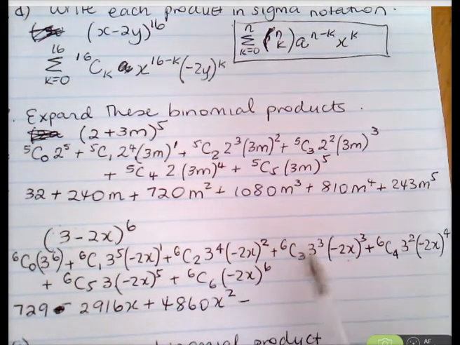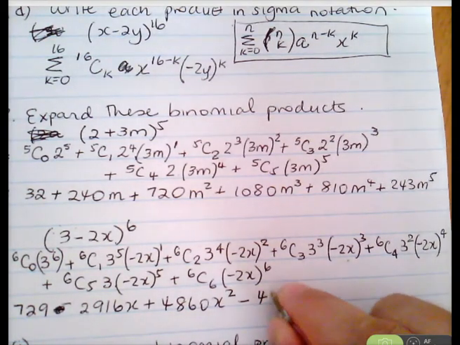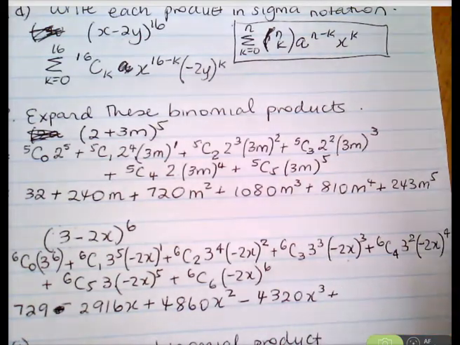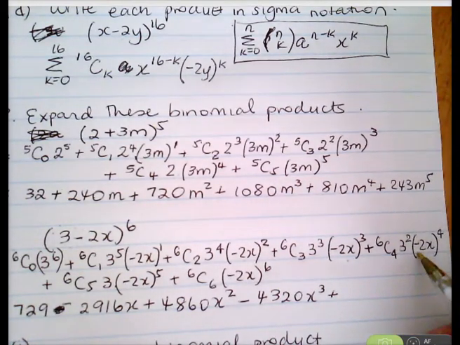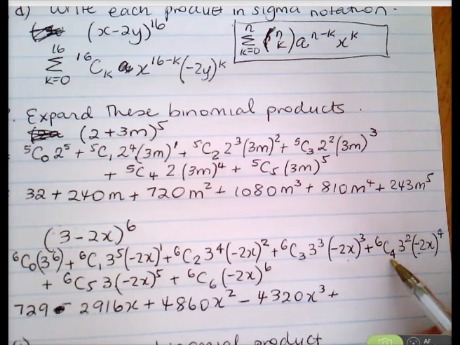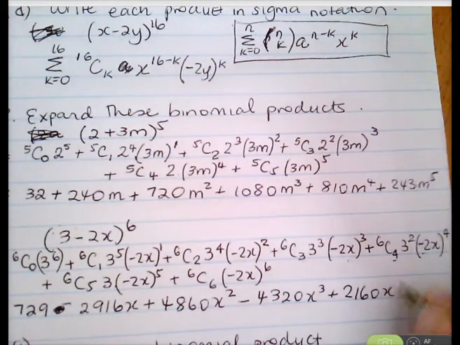Then we've got minus, and just on your calculator, negative 2 cubed we know is negative 8, times 3 cubed is 27, times 6 choose 3. And for that you will get, just working it out, minus 4,320x cubed. Then the next one will be plus. Negative 2 to the power of 4 is positive 16 times 9 times 6 choose 4. And when you do that, you will get plus 2160, and this is x to the power of 4.